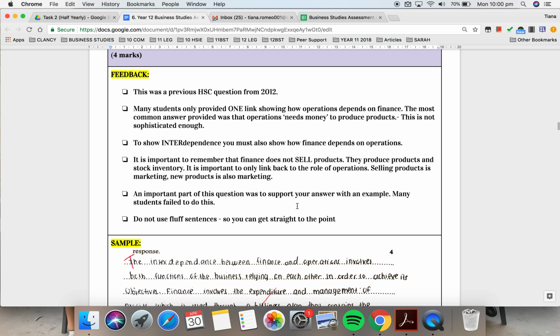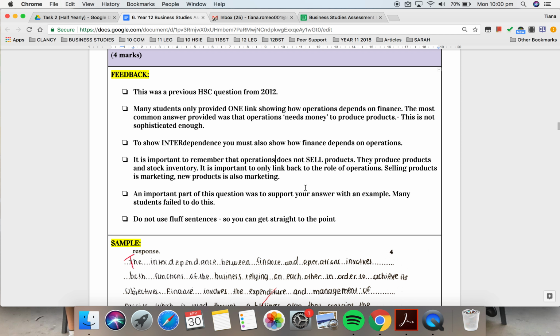It's important to remember that finance does not sell products. They produce products. Sorry, this is incorrect. It should say operations. I'll change that now and you can change that on your sheet. So it's important to remember operations does not sell products. They only produce the products and stock the inventory. It's important to only link back to the role of operations. Selling products is marketing, and creating a new product is also marketing.